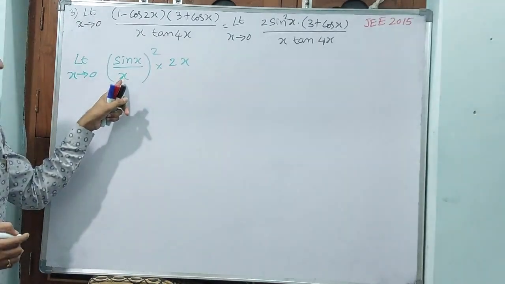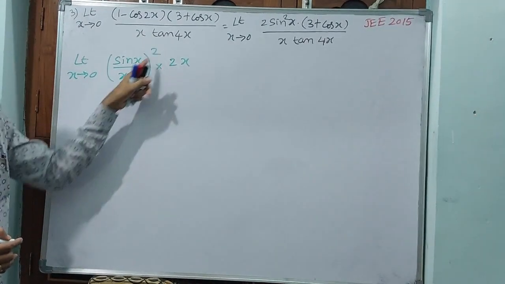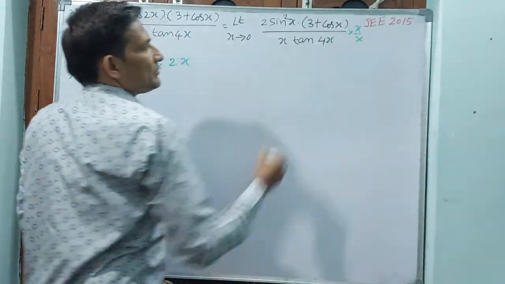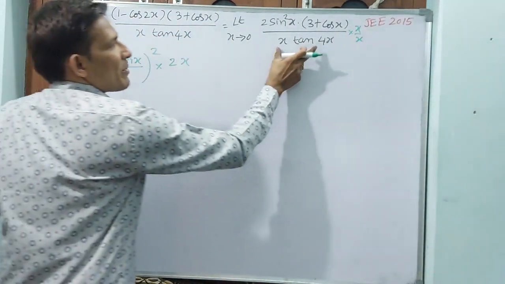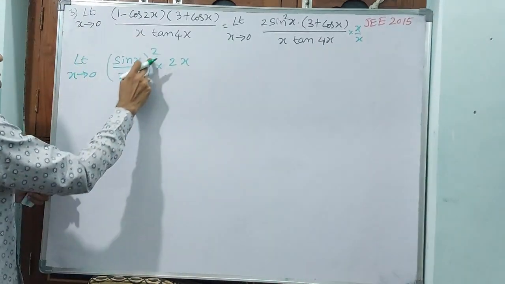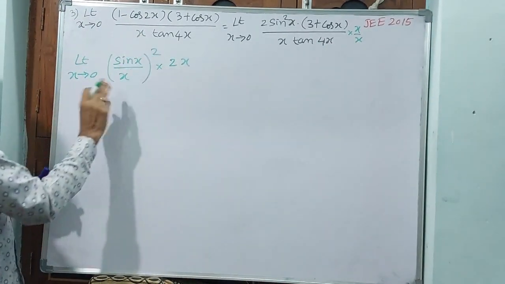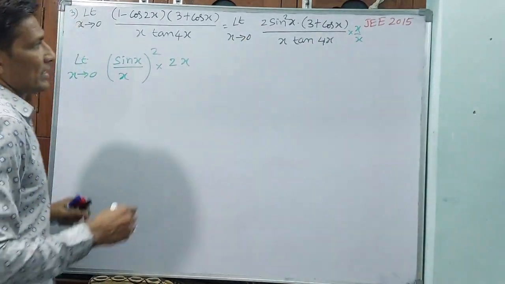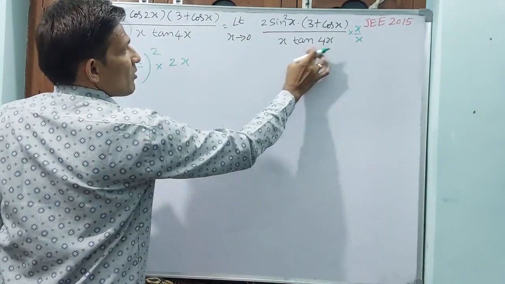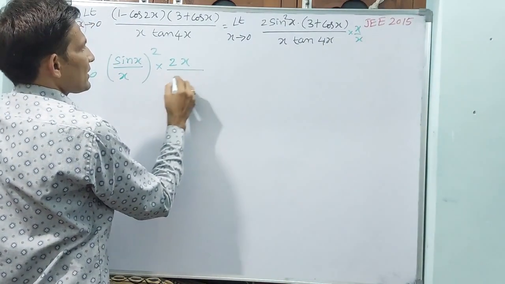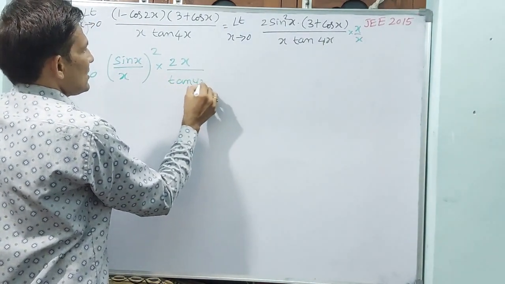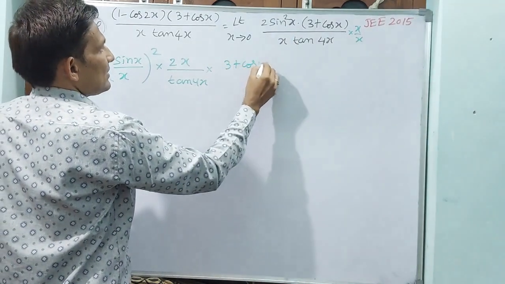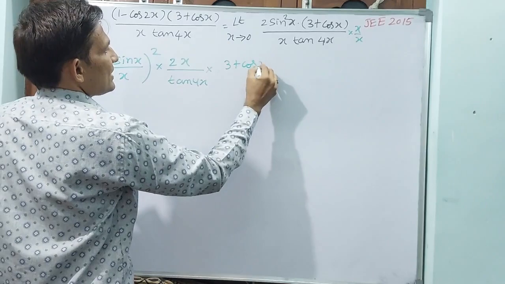Why? Because we have multiplied the numerator and denominator with x. Or else I will write here x by x. Now the denominator is x into x, x square, because we have separated x square. The numerator also has 2x, we have taken 2x. See what I am writing: this x square over tan 4x, into 3 plus cos x.